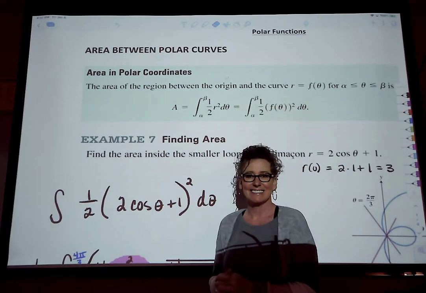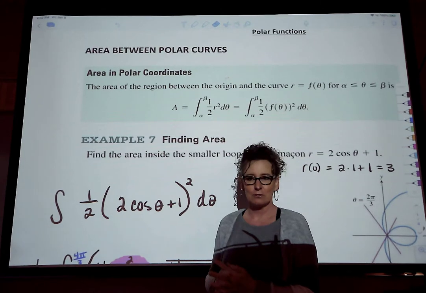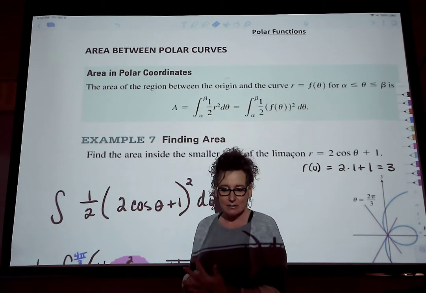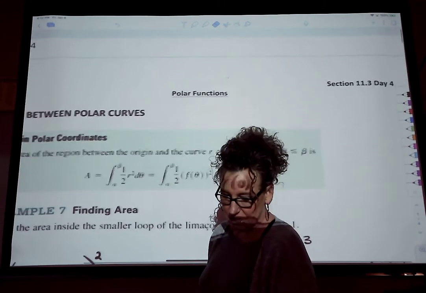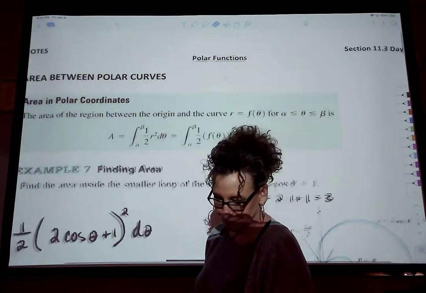Hey guys, this is your last section of notes for chapter 11. I have section 11.3, day 4 here.